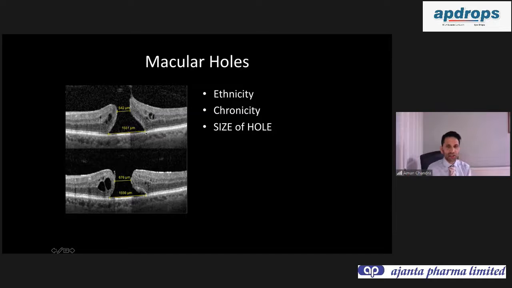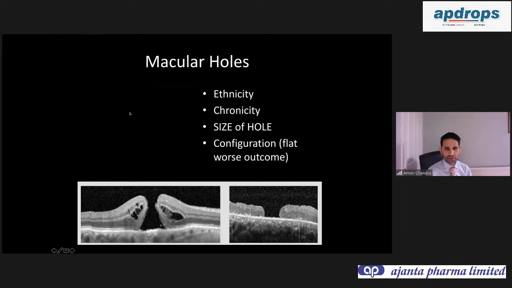And the things that affect the surgical outcome are the ethnicity. So black patients have a poorer outcome. How long it's been there, the chronicity, and the size of the hole. Now, you can only really measure the size of the hole with an OCT. So for us, OCT of the macular hole is absolutely critical.